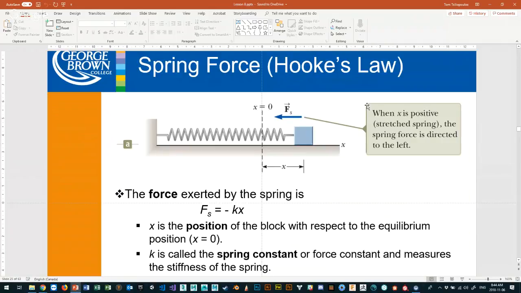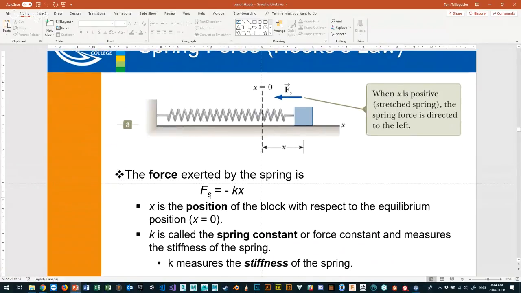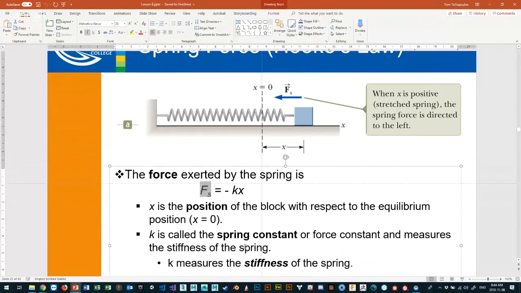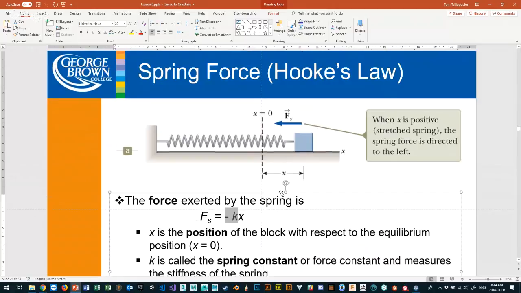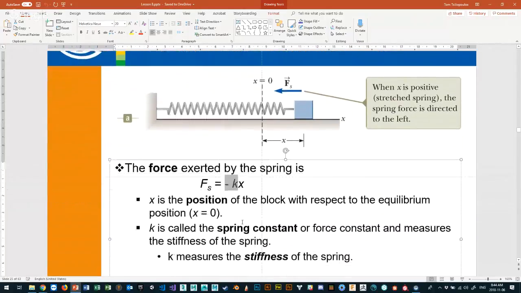Okay. So again, this is interesting because we have Fs. I don't like this because Fs also could mean static friction, so be careful when you look at this. And we have this minus kx. By the way, we're talking about Hooke's law here. Minus k is the spring's constant, if you will. Think about this as stiffness. So k is the stiffness of a spring.